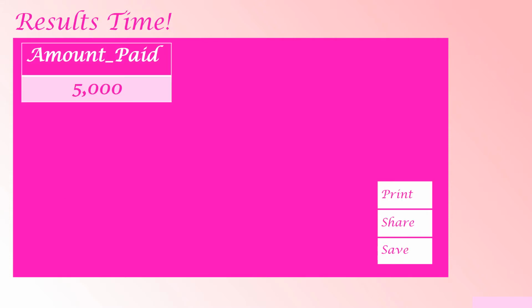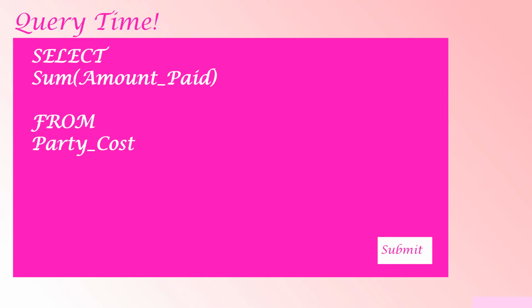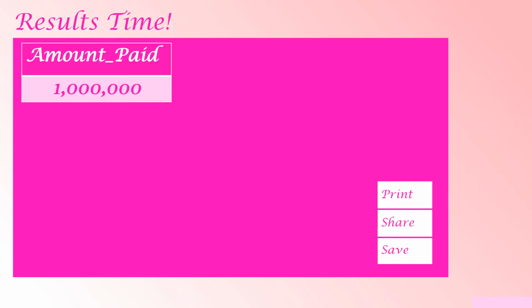And the result set would look like this. We could see the total spent on this party was 5,000, and we only had to write a single query without doing all that addition on the side. If Cinderella wanted to see the total amount she spent on all of the parties in the database, we could remove the condition saying where party ID equals 1 and write a query like so: select sum(amount paid) from party cost.